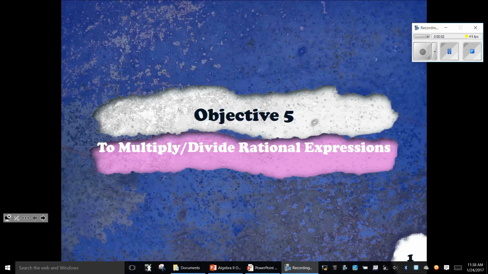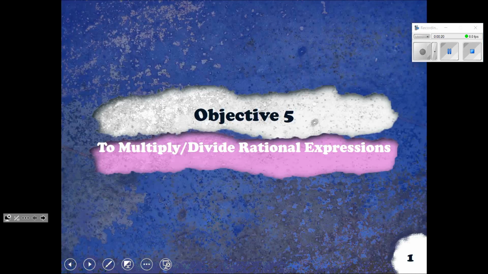Okay, so this is objective 5. We are going to multiply and divide rational expressions. What's rational mean? Fraction. Okay, so we're going to multiply and divide fractions today. Okay, algebraic fractions at that. Binomials and trinomials and monomials.